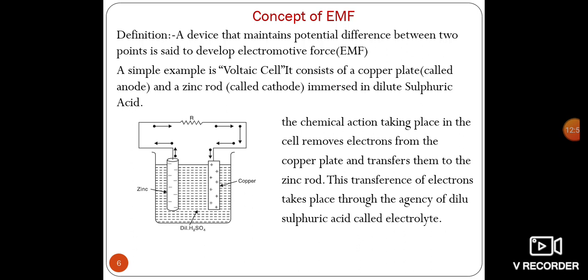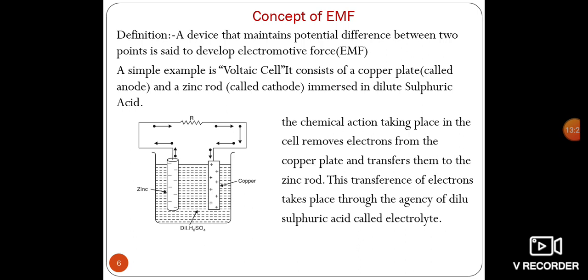So as and when the zinc and copper electrodes are immersed in the dilute sulfuric acid, the electron transfer takes place from the copper electrode to the zinc electrode through the medium called dilute sulfuric acid, which is the electrolyte.